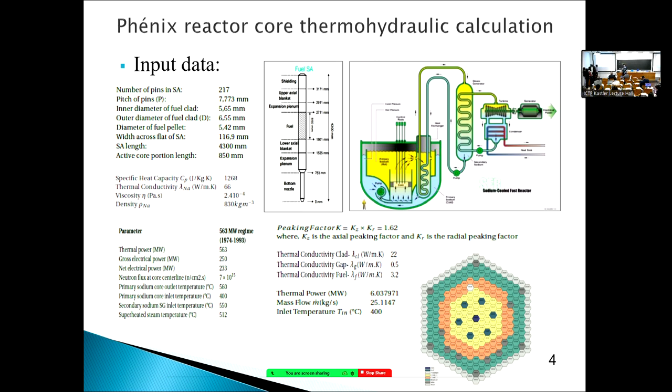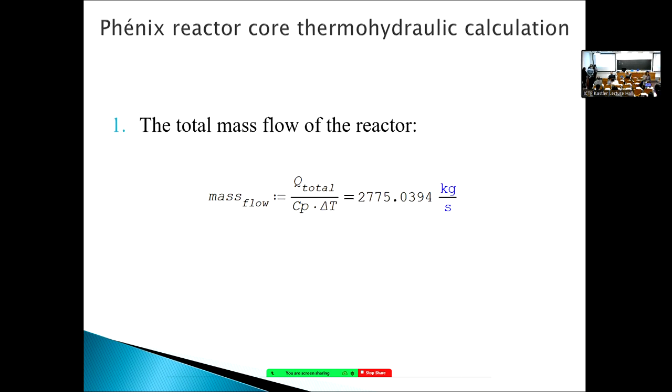I ask my colleague to continue. Okay, thank you, Roman. This part starts with the sodium fast reactor, the Phoenix. I'll present this, and then Nabila will present the lead fast reactor part. Okay, so these are the input data that we received for the Phoenix reactor. We start with the first question, the total mass flow of the reactor.